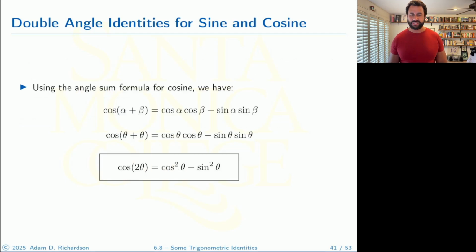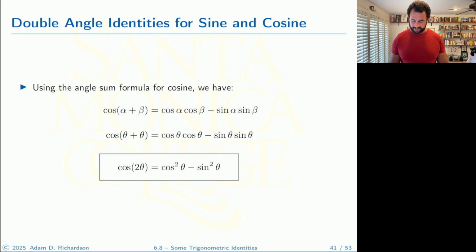Okay, now let's do the same thing for cosine. Alpha and beta are now going to be equal. We're going to call them theta. So cosine of theta plus theta is cosine of 2 theta. And this is what the angle sum formula gives us. But that's cosine times cosine, which is cosine squared. And that's sine times sine, which is sine squared. And we're done. That's it. Cosine of 2 theta equals cosine squared theta minus sine squared theta. Just a heads up, this is another one of the formulas that you're going to have to memorize, all right? Just a warning there.